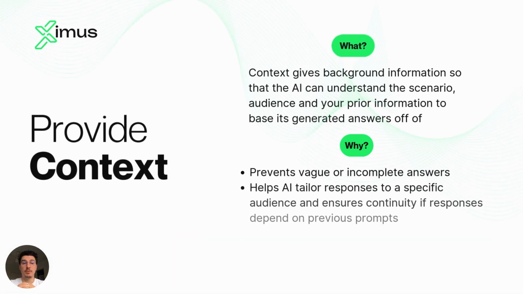Next, we want to provide context. Context gives background information so the AI can understand the whole scenario, audience, and your prior information to base its generated answers off of. Why would we do that? We want to prevent vague or incomplete answers, and this also helps us tailor responses to a specific audience, and it ensures continuity if responses depend on previous prompts.